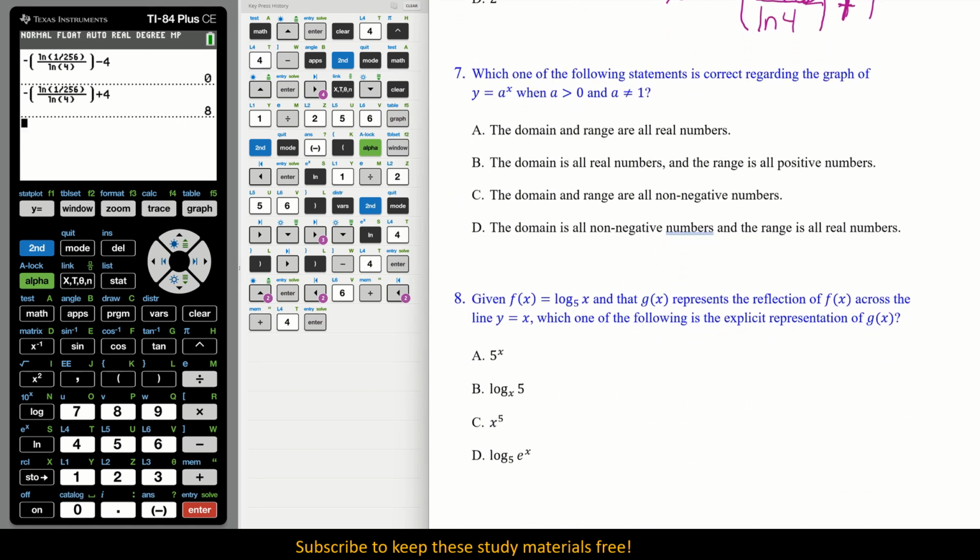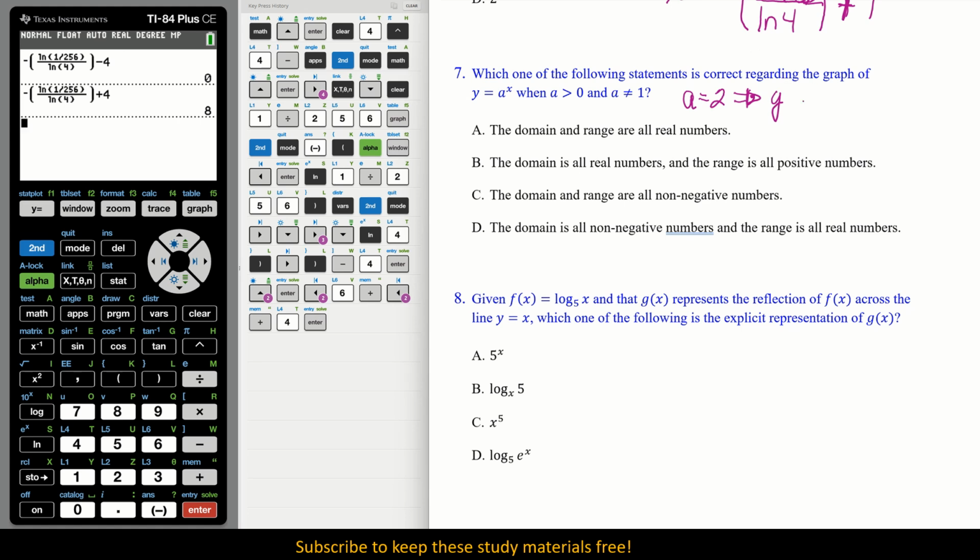Okay, which one of the following statements is correct regarding the graph of y equals a to the x when x is greater than 2, and a is greater than 0 and a is not equal to 1? And the reason I said 2 is because this is what I had in my head. If it's going to be greater than 0 and it can't be 1, then let's make a equal to 2.